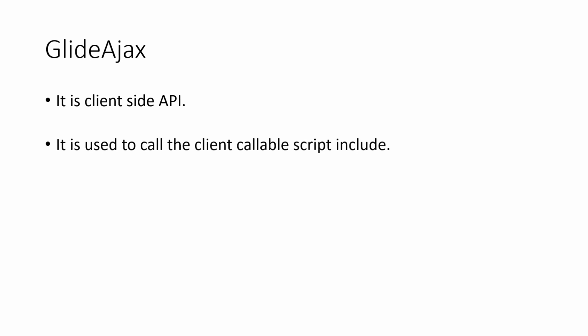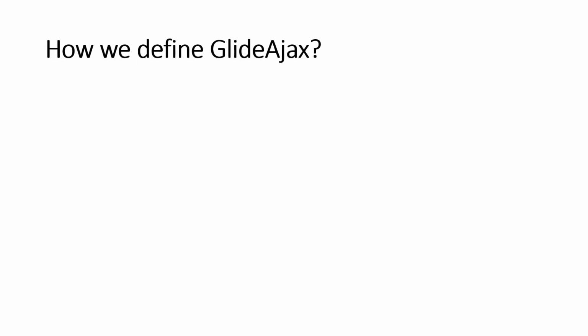Okay. Now finally GlideAjax. So what is GlideAjax? Like I said, it's a client side API, right? It is used to call the client callable script include. So basically with the help of GlideAjax, you can access server side data from the client script. It can be used in client script or UI policy. Now, most of the time, 90 or 95% of the time, you are going to use GlideAjax in the client script. How we define GlideAjax? Now we need to understand each and every line inside of the client script, how we define the GlideAjax. Then definitely, while doing the use case, I'll show you practically also.